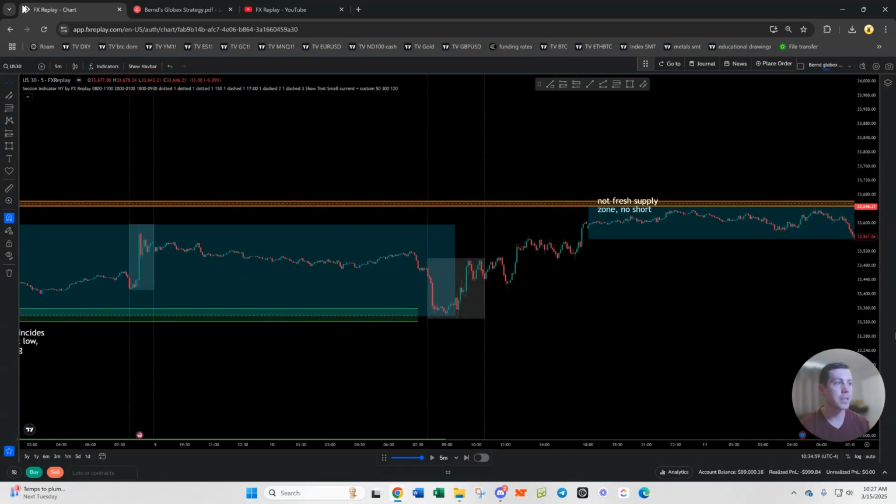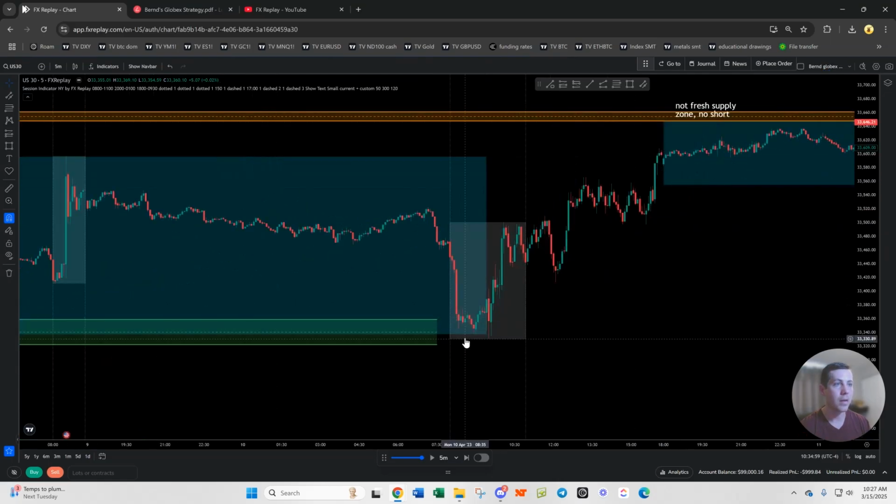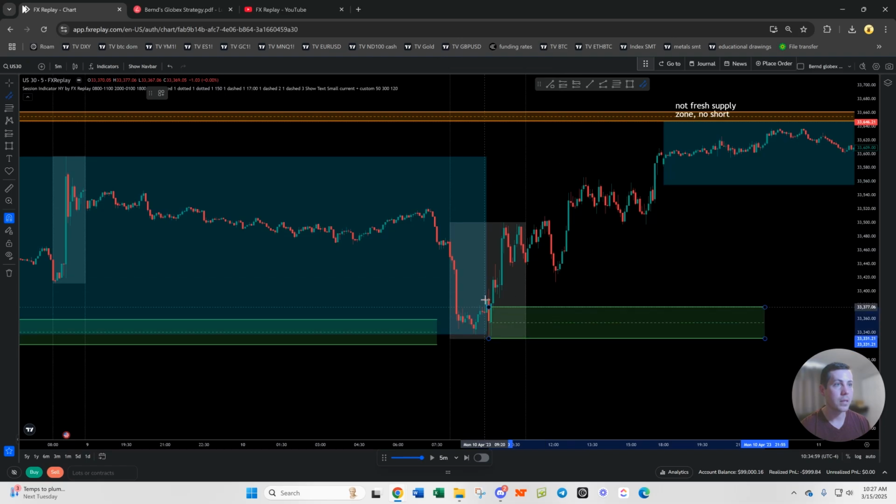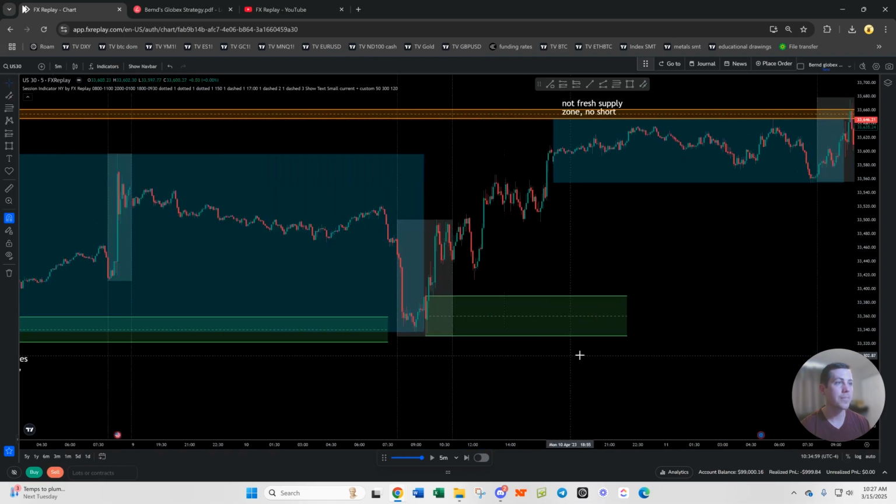So let's update levels here. We have a bit of consolidation here, but then we started to move up. I would say we have 1, 2, 3, 4, 5 candles here before we resume the uptrend. So valid demand zone here.